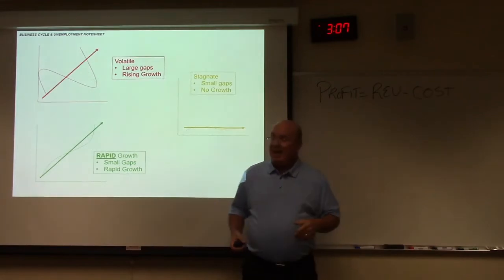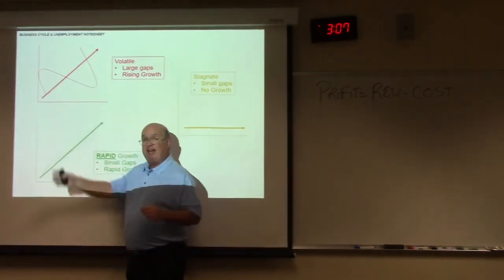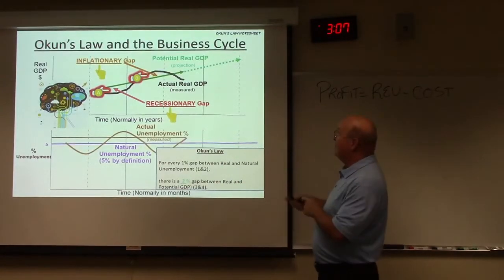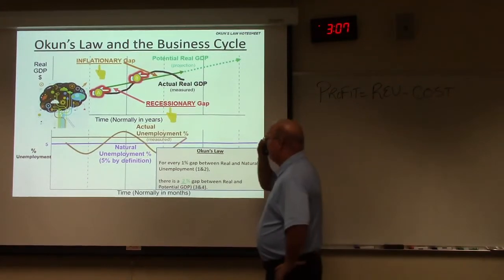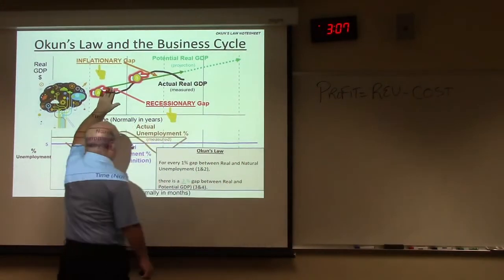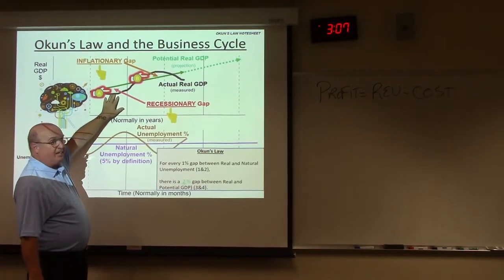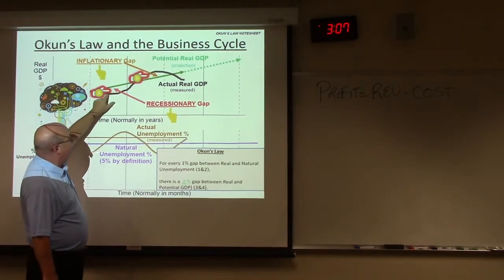We want to go ahead and reduce the gaps. He found out how to do it. All right? And he did it in this way. Now, we call the gaps two different things. If it's below the natural real GDP curve, or we could also call it the potential real GDP, we call this a recessionary gap.